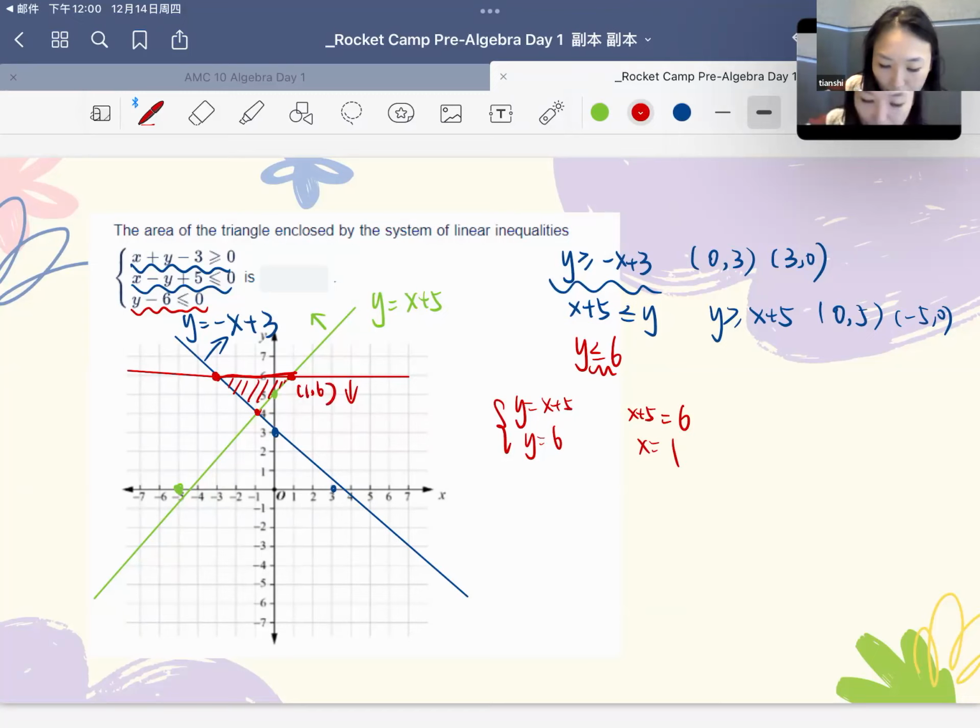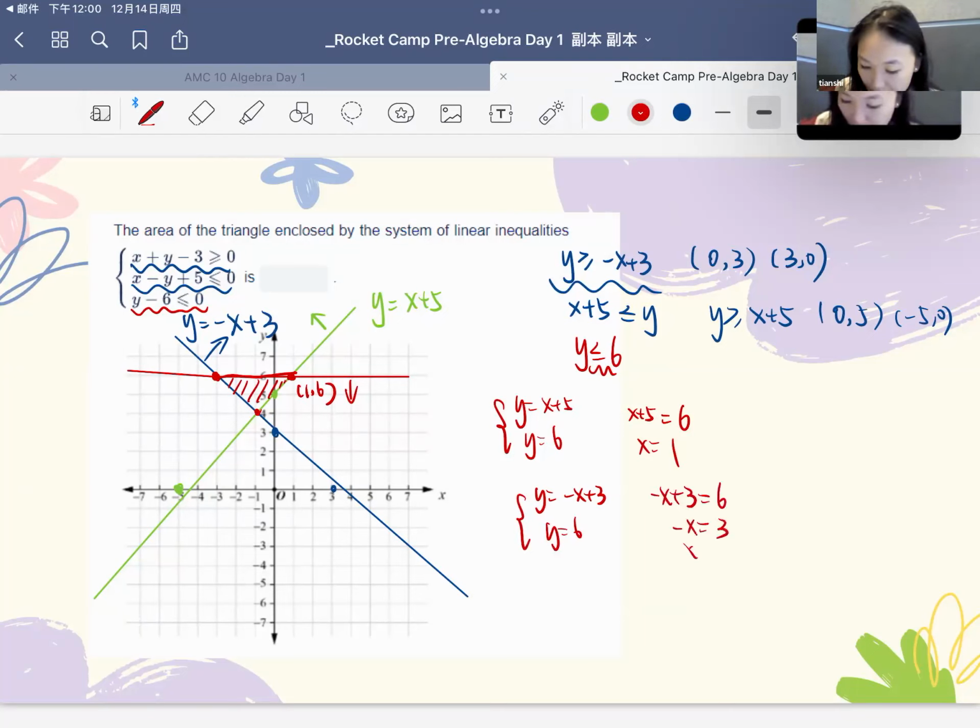And what about that point? That point is the intersection point for y = -x + 3 and y = 6, right? So what is this point? So -x = 3, x = -3. So this point is (-3, 6). So the distance between the 2 points will just be the base. So the base will be 4, right?